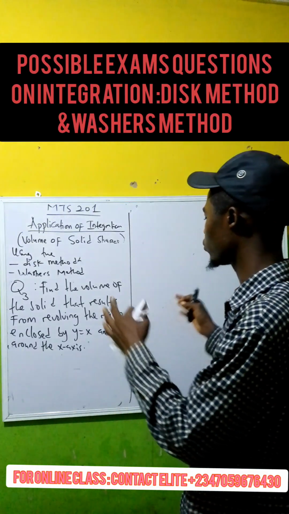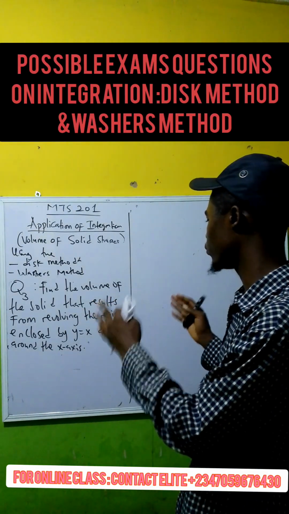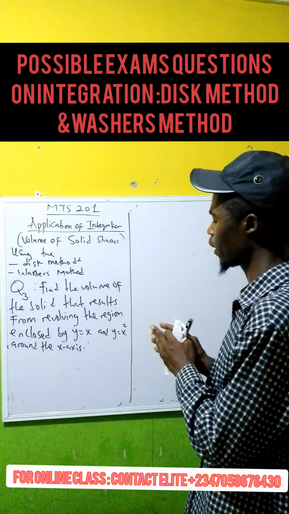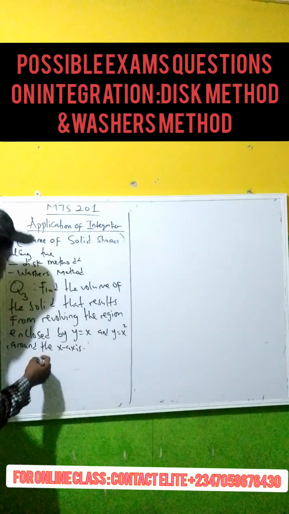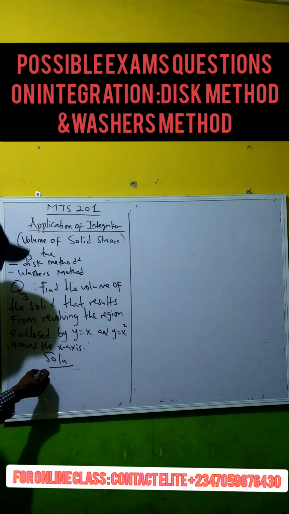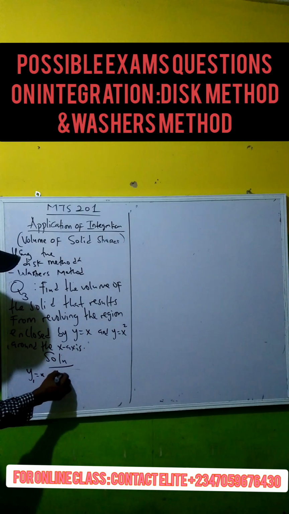But regardless, you have to equate these two equations. That's the step. You equate these equations together to get your boundaries. So let's start. Solution. The first thing is that when you have two equations like this, equate them to each other. So let this one be y1, and let this one be y2.